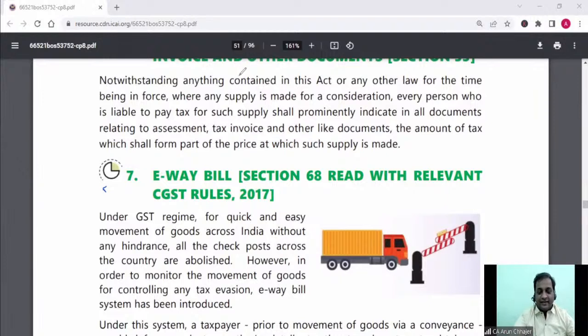ICA Arun Chajed. Next topic is Eway Bill. Very interesting, practical and theory combinations. Starting with the topic Eway Bill. So first we try to understand what is Eway Bill.